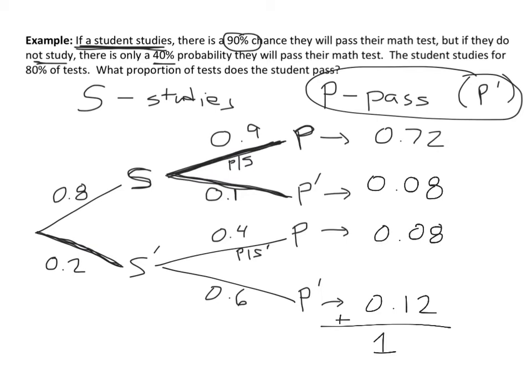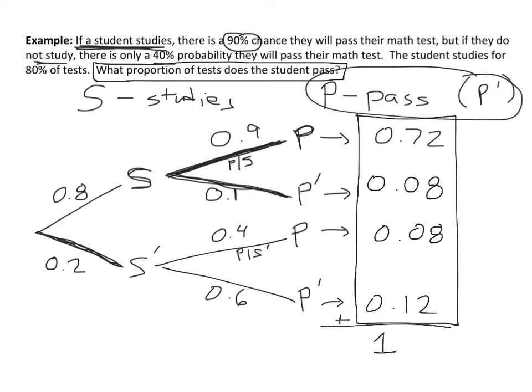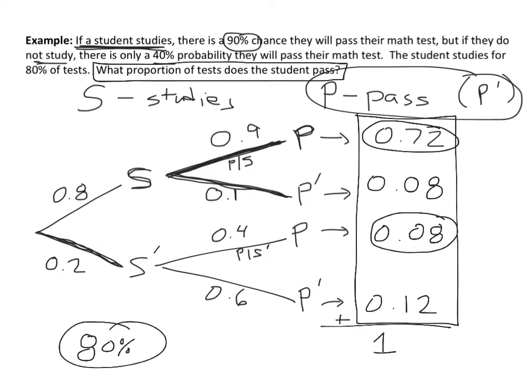Now that we've finished this tree diagram, what proportion of tests does the student pass? Well, in this fully lined out space, where do I have the student passing? Well, they're passing here and they're passing here. So if I add those two things together, I'm going to wind up with 80%. Okay? Now, it's just coincidental that that matches this 80% here, that just randomly happened. It's not always going to work out that way, but it is what turned out this time.